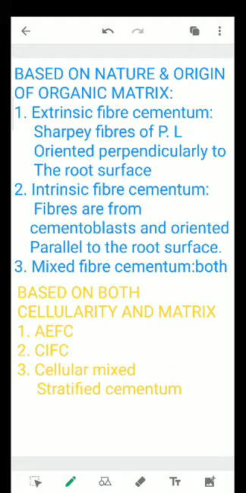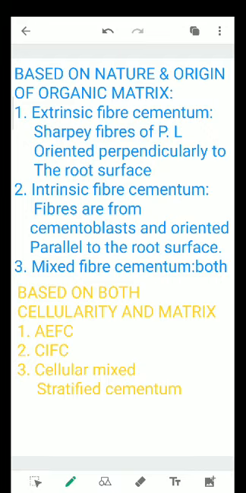Now, it could also be classified based on the nature and origin of the organic matrix. That is the nature as well as the origin. Where is this matrix coming from? Majorly the fibers. Now, it is extrinsic fiber cementum, intrinsic fiber cementum, or mixed fiber containing both the extrinsic and the intrinsic. If it is extrinsic, like the name implies, it is coming from the periodontal ligament. These fibers run from the periodontal ligament into the cementum. That's why some authors simply say that the cementum is just the calcified portion of the periodontal ligament, right? So if these fibers come all the way from the periodontal ligament, they are the extrinsic fiber cementum, and these fibers are simply Sharpey fibers of the periodontal ligament.